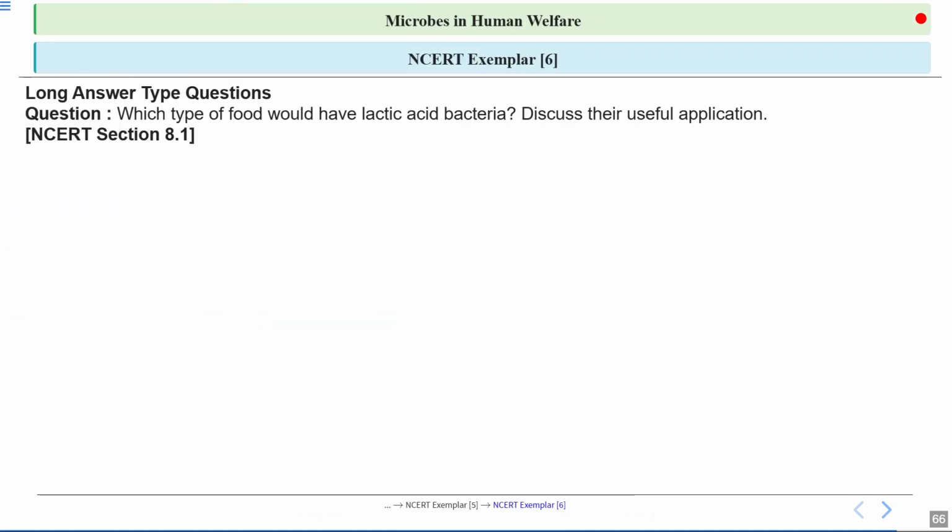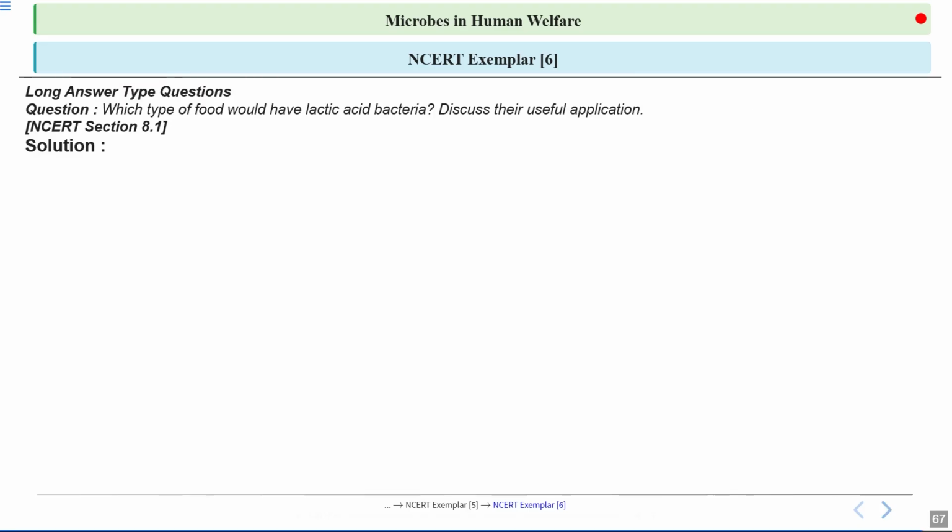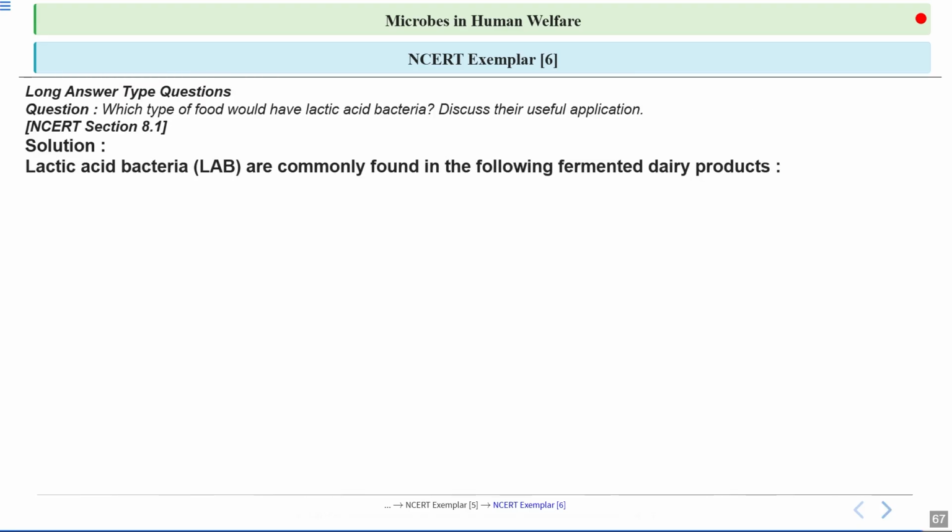Moving on to the next question: which type of food would have lactic acid bacteria? You have to discuss their application. Lactic acid bacteria are commonly found in the following fermented dairy products. The first is yogurt. When milk is fermented by lactic acid bacteria, it thickens and develops a tangy flavor. This is yogurt. Yogurt is a great source of probiotics. Probiotics are basically good bacteria that keep your digestive system healthy.